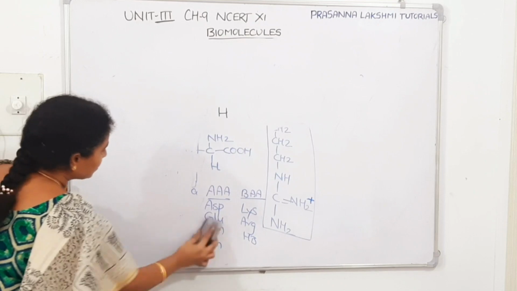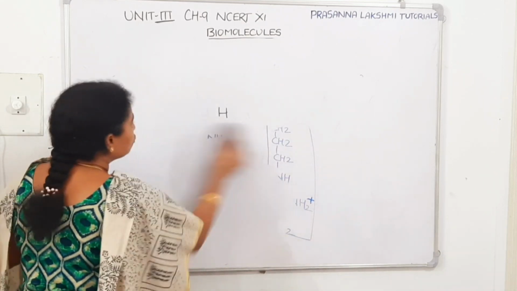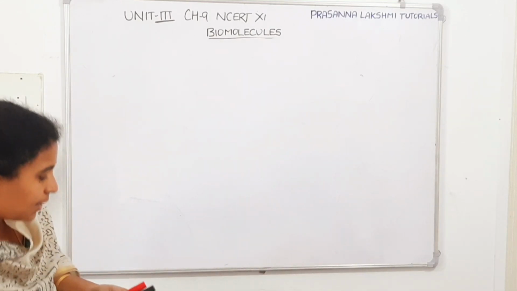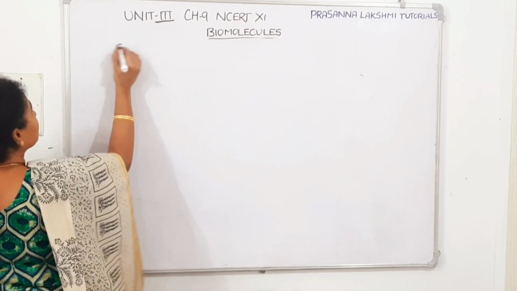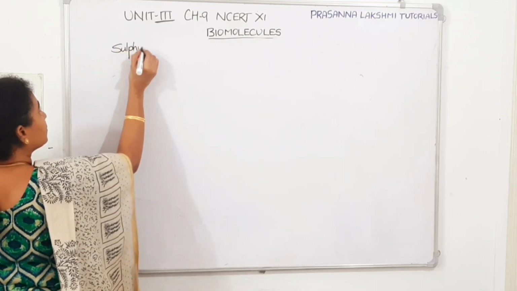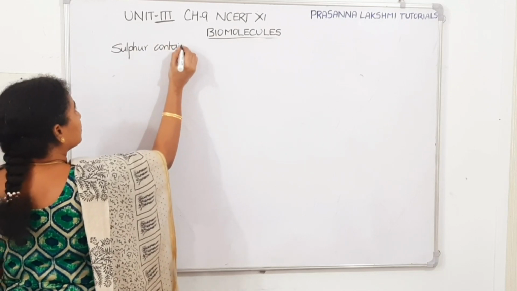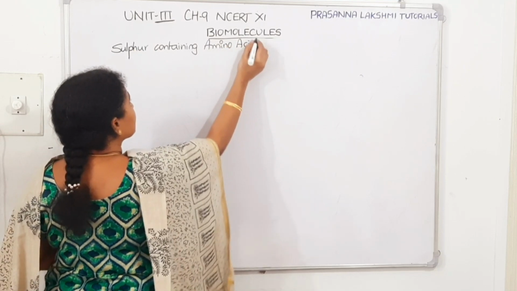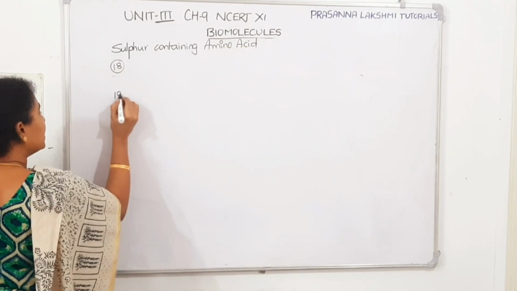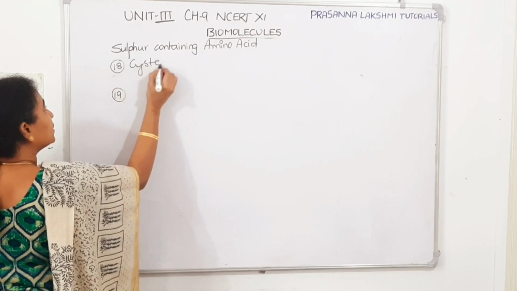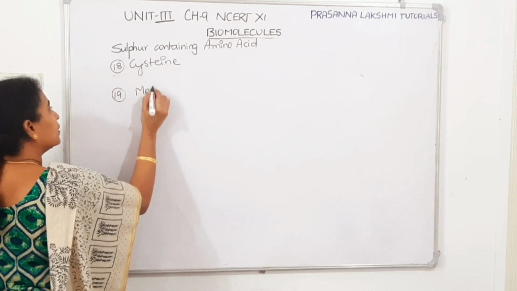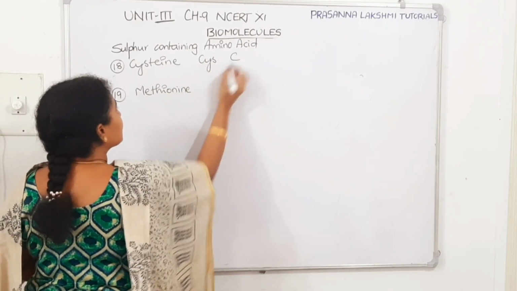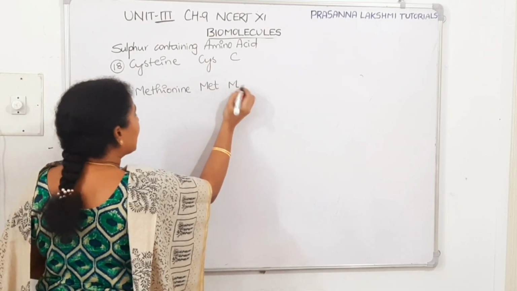So our next information is the remaining 3 amino acids. As I told you, 2 are sulfur containing amino acids. The names of the sulfur containing amino acids are cysteine and methionine. Count 18 and 19. Cysteine, CYS and C; methionine, MET and M.